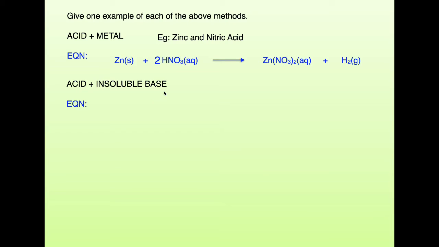Right, let's try acid plus insoluble base. Typically a metal oxide. So there you go, iron 3 oxide and hydrochloric acid. Try that. Stop the video and try and write the equation and balance it. Remember, get the formulae correct before you try and balance.